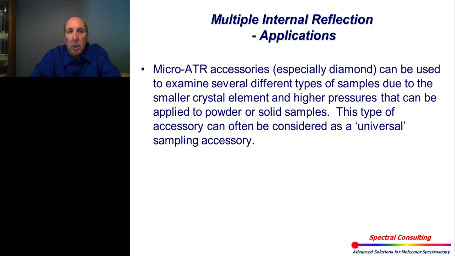So micro ATR accessories, especially diamond, can be used to examine lots of different types of samples because it's a small crystal element on the order of about 2 millimeters in diameter or a little bit larger. And we can use much higher pressures and get much better contact between the sample and the crystal surface. So this accessory is often sold with the instrument and termed a universal sampling accessory.